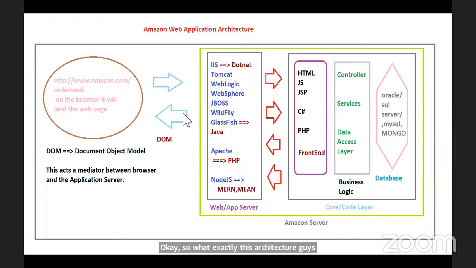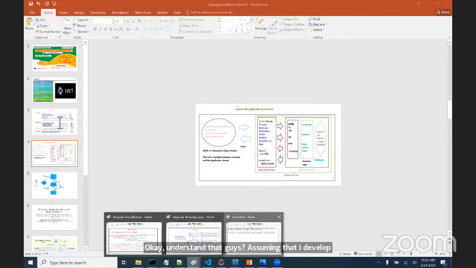Whenever you click on any option in Amazon, www.amazon.com/order, www.amazon.com/products, www.amazon.com/payments, www.amazon.com/shipment. Any of the links in Amazon. Okay, understand, right, guys? Assuming that I developed an Amazon application.